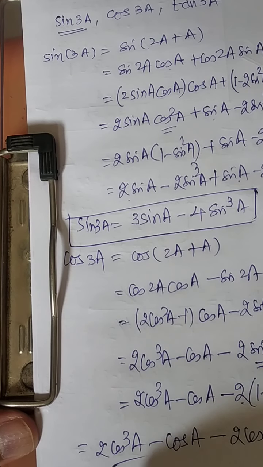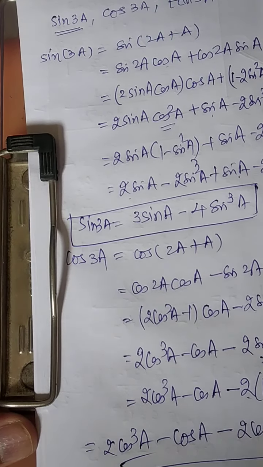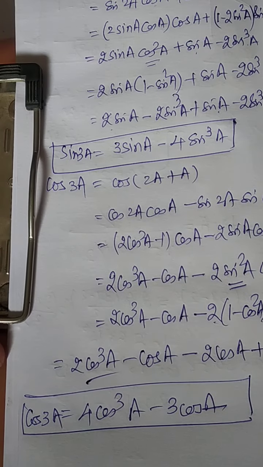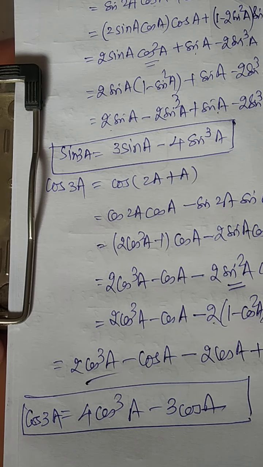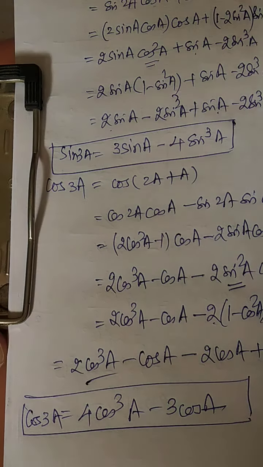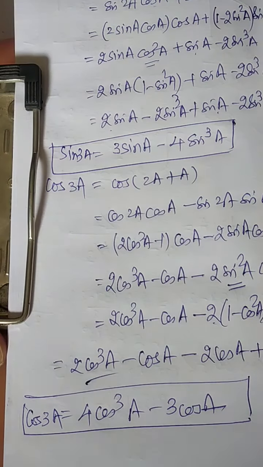This you have to remember. This is the formula for cos of 3a. Is it okay? Now how to make use of these formulas? You write down all the 3 formulas one below the other. I am just explaining how to get the formulas.